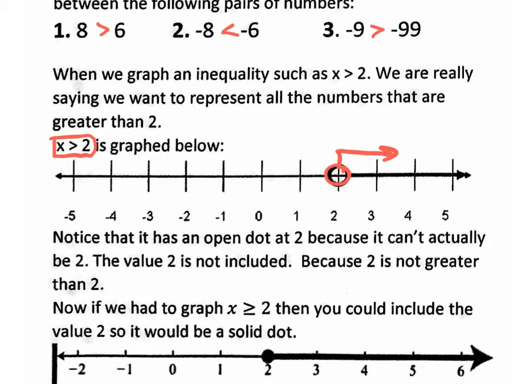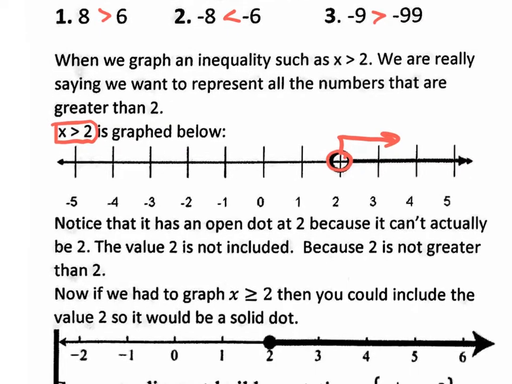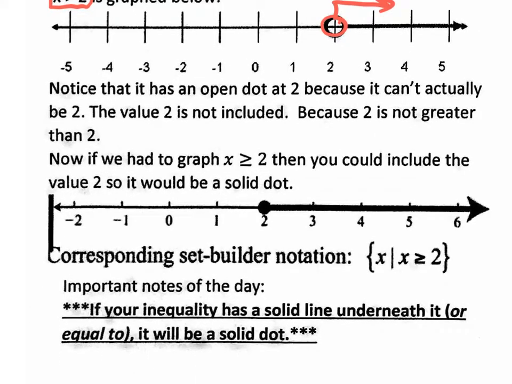It cannot even be 2, because 2 is not greater than 2. Now, down here, I do have one that has the "or equal to," right? If we had a graph x is greater than or equal to 2, then you could include the value 2, so it would be a solid dot. So any number that's greater than or equal to 2, it could be 3, that's greater than 2. It could be 5, it could be 6. It could even be 2 because it says greater than or equal to. So that includes the number 2.